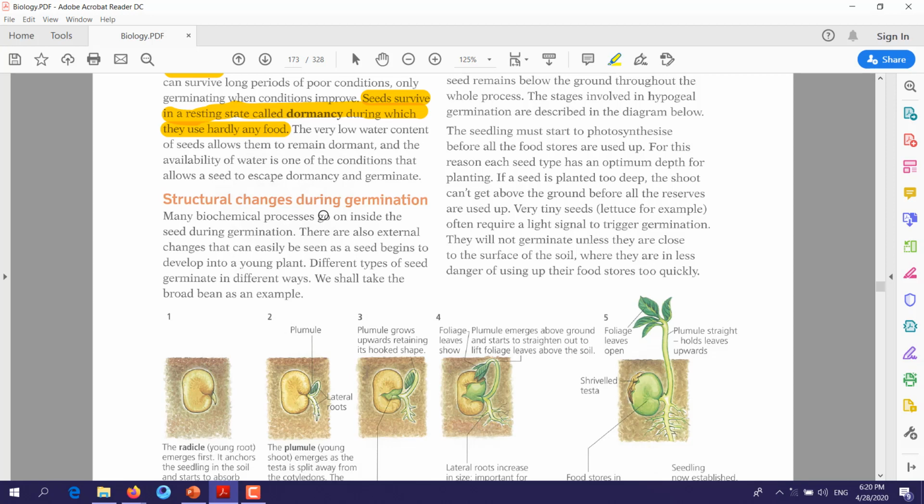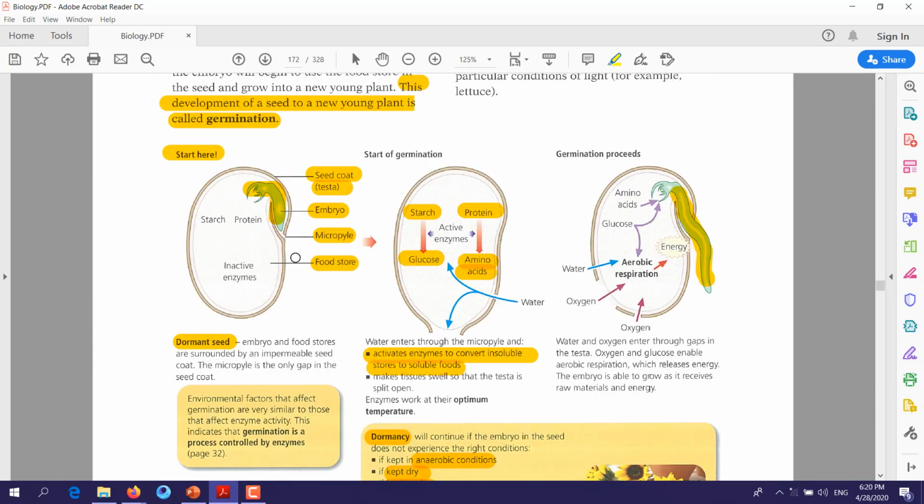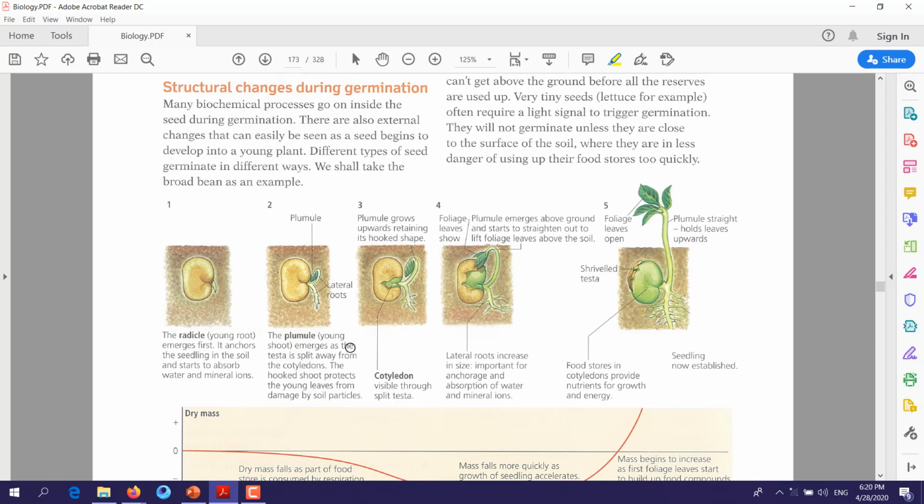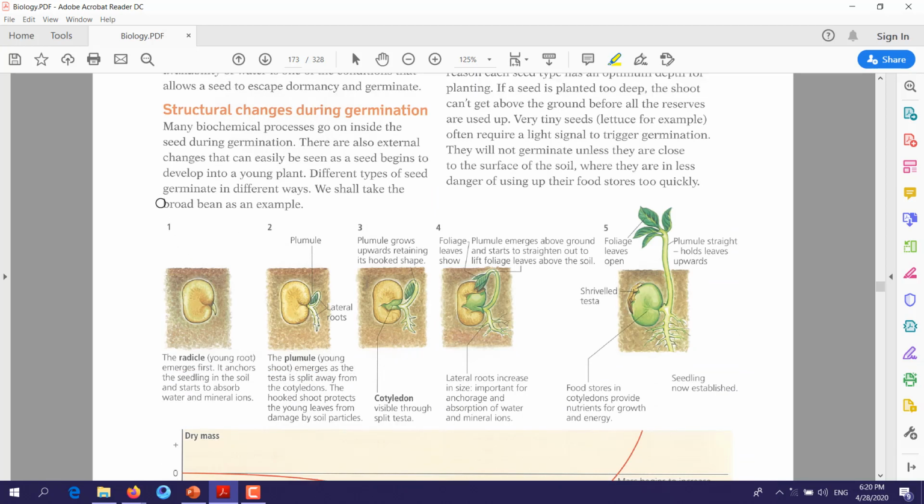Structural changes during germination. Now, when there are favorable conditions, the seed will start growing. When the seed starts growing, we mentioned some changes that happen inside the seed. But at the same time, there will be some changes that happen to the outer structure of the seed. We will take this seed, a broad bean seed, as an example.